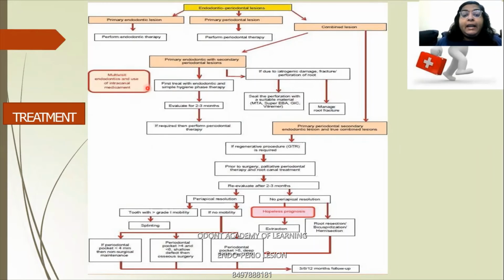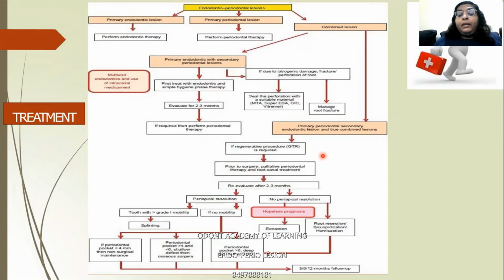Okay. And in the case of primary endo-secondary perio, you have to keep in mind that we have to follow multi-visit endodontics. It is better to always do multiple visits. Single visit endo is not going to help here, okay, because you will not be able to eliminate all the bacterial load in one appointment, right? So multi-visit endodontics and the use of intracanal medicament is advocated in the case of primary endo with secondary perio lesions.